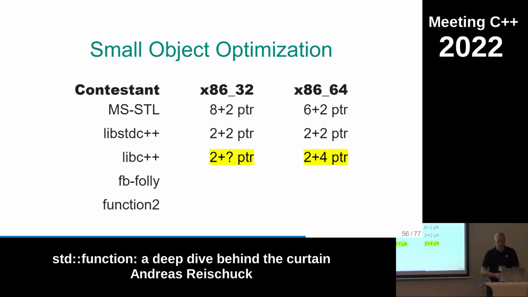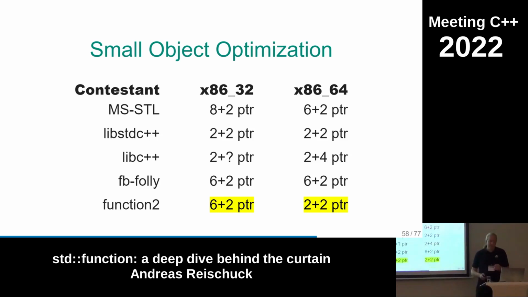libc++, it's a bit more strange. I couldn't find any compiler that could compile 32 bits, that's why I don't know it. And on 64 bits, it's 2 pointers for your callable and 4 pointers overhead. So kind of massive. Folly is more like Microsoft. It's like always 8 pointers. And for function 2, you can provide traits for how big your small memory buffer should be, but the default is like 32 bytes all the time. That's why the numbers differ a lot between the platforms.